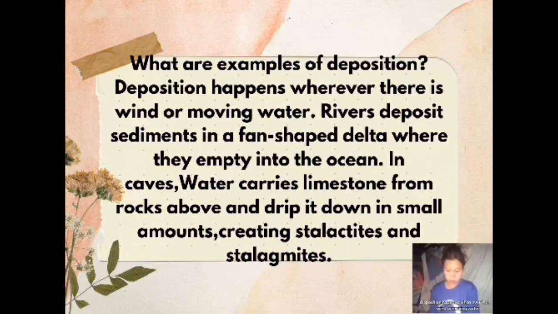Deposition happens whenever there is wind or moving water. Rivers deposit sediments in a fan-shaped delta where they empty into the ocean. In caves, water carries limestone from rocks above and drips it down in small amounts, creating stalactites and stalagmites.